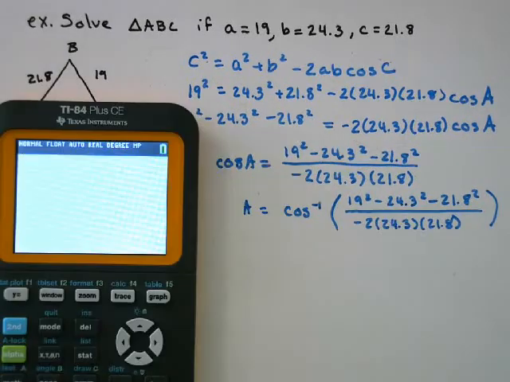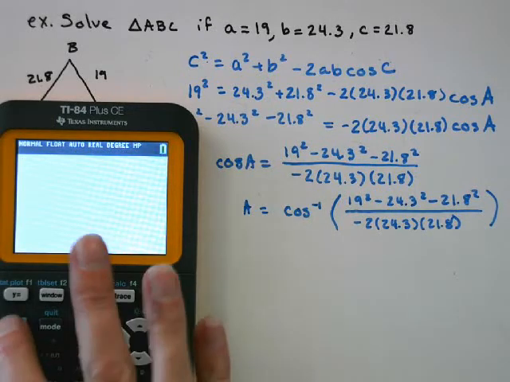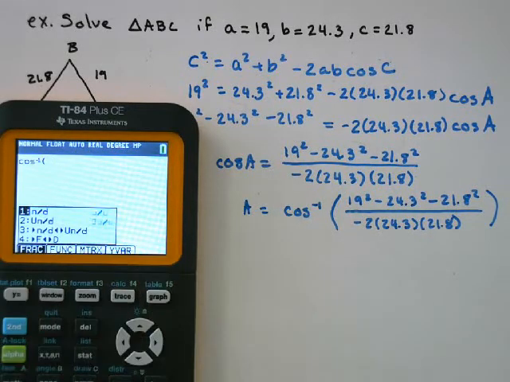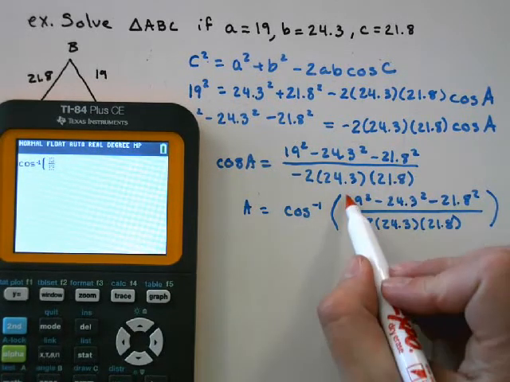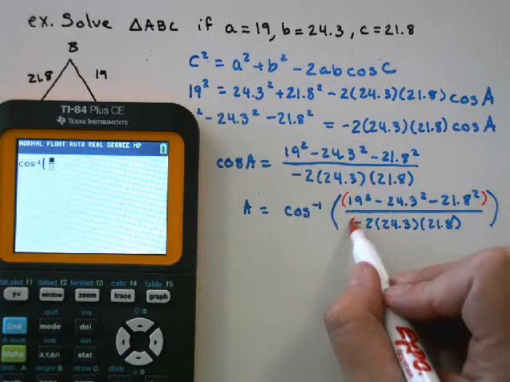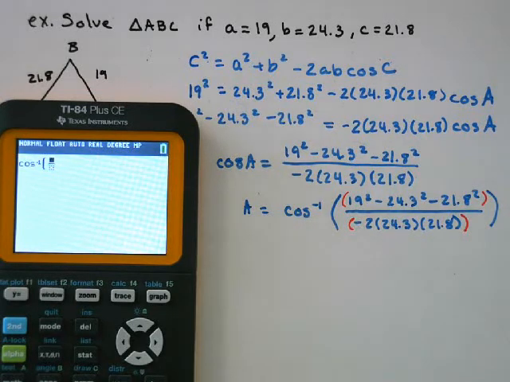So we'll type this all in the calculator. If you have an 84, you're going to do second cosine, then use the fraction. If you don't, then you're going to need to put parentheses around the top and parentheses around the bottom. Otherwise, you're not going to get the right answer. So we got 19 squared minus 24.3 squared minus 21.8 squared all over negative 2 times 24.3 times 21.8.